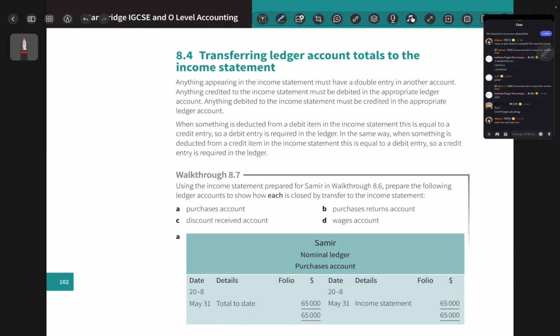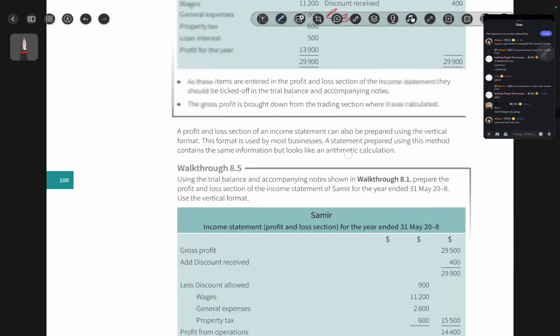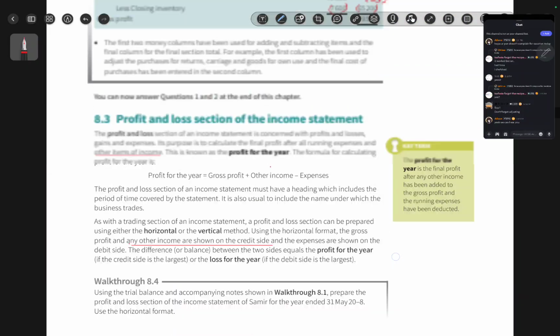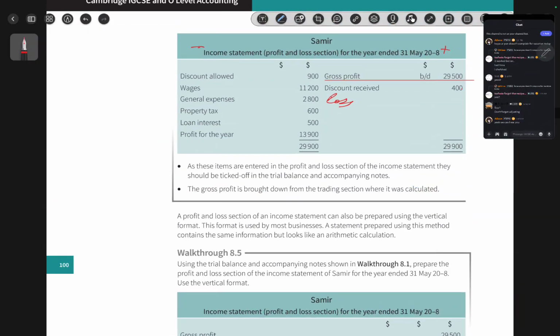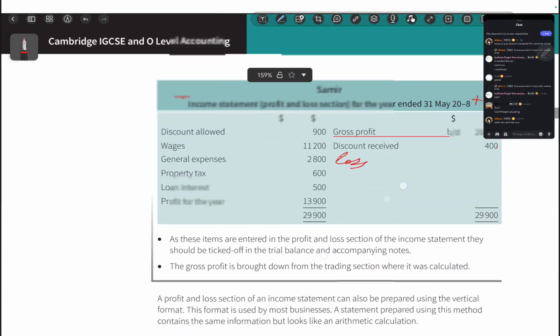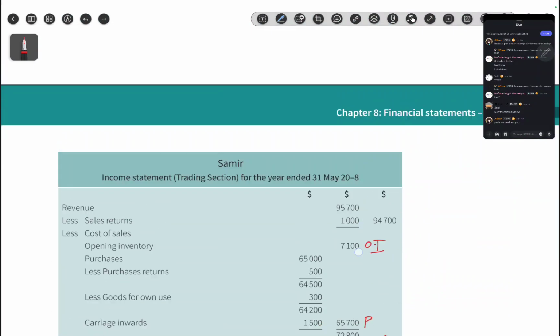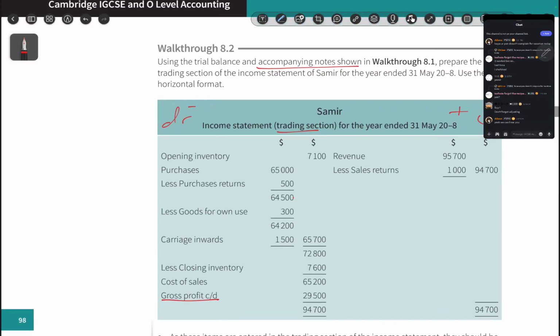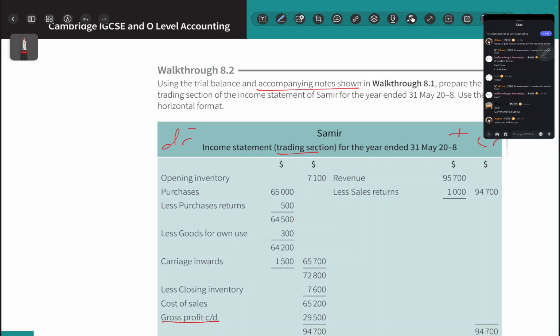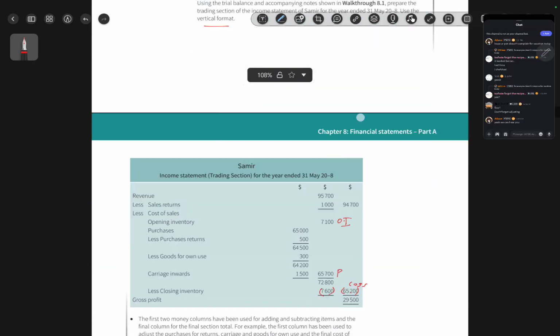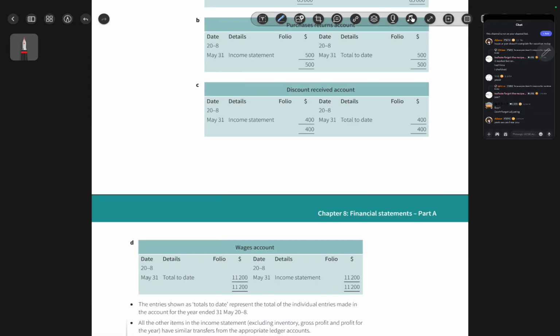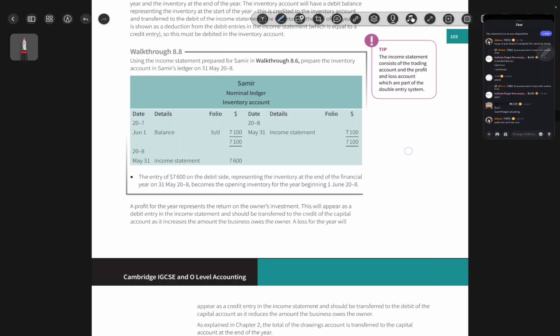Anything credited to the income statement must be debited in the appropriate ledger. What does that mean? This is the credit side of our income statement, and this is the debit side of our income statement. Anything credited to the income statement, let's just say sales, the appropriate account will be debited. Now, if we go to our sales account, sales account.